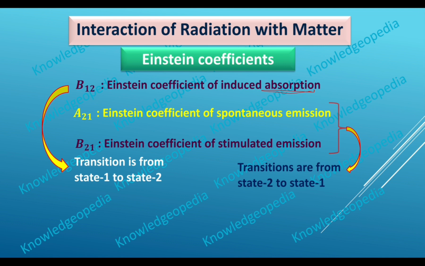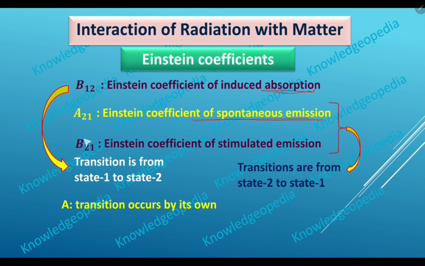Now coming to the letters used here, that is A and B. A means the transition occurs on its own. This is the case for spontaneous emission. If you recall, spontaneous emission doesn't require any trigger. Here we are not supposed to incident any radiation. This occurs on its own. Once the lifetime is over, the atom which is in the excited state will come down automatically to the ground state. So here the letter A is used when the transition occurs on its own.